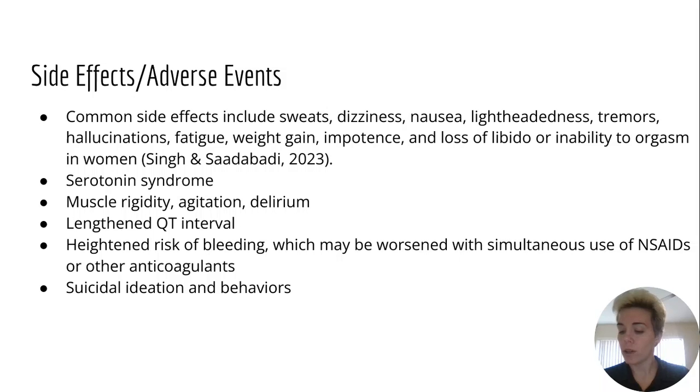More serious adverse effects include suicidal thoughts or behaviors, prolonged QT interval, an elevated risk of bleeding that could be compounded with the use of NSAIDs or anticoagulants such as Coumadin, or the development of serotonin syndrome. Serotonin syndrome usually happens when sertraline is taken alongside another medication that increases sertraline levels, such as tramadol, for example. The symptoms of serotonin syndrome include muscle stiffness, diaphoresis, hyperthermia, agitation, delirium, and tremors.